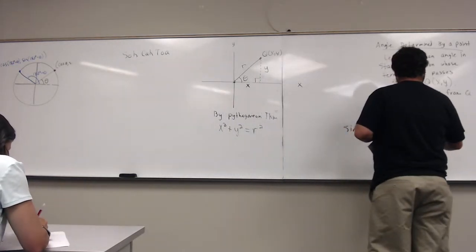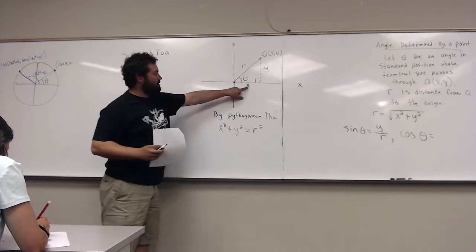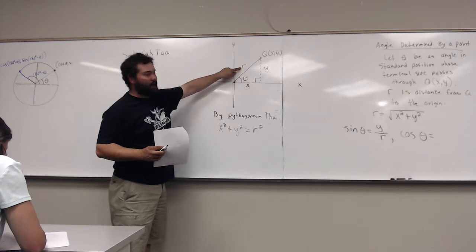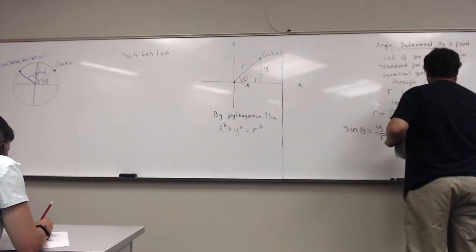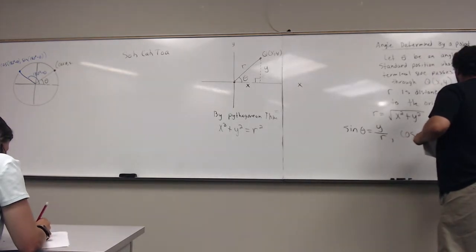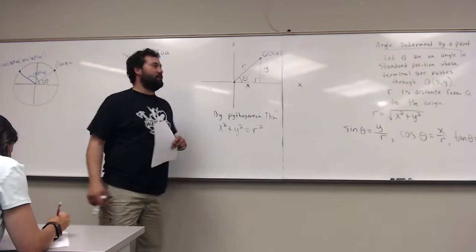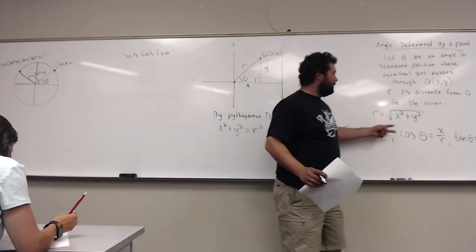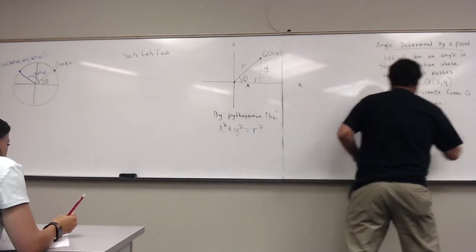Cosine theta, in general, is adjacent over hypotenuse. The side adjacent to the angle has distance x, and the hypotenuse has length r. So cosine theta is going to be x over r. And tangent theta is really sine theta divided by cosine theta, but if you take y over r divided by x over r, and let me write this down here in case it gets cut off.